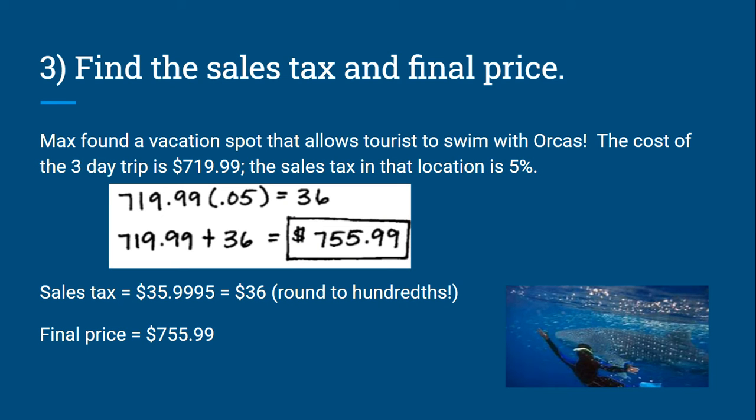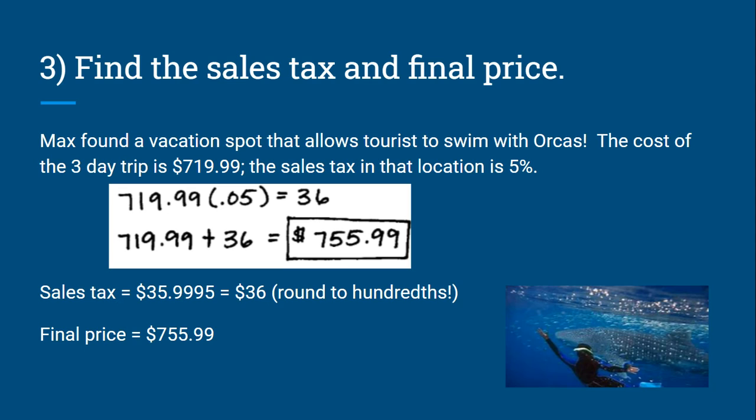All right, first example for this scenario, find the sales tax and the final price. So what we're going to do, we're going to look at Max, and Max is crazy about orcas. So he found a vacation spot, and it allows tourists to swim with that sea animal. Now the cost of the trip is $719.99, and the sales tax in that location is 5%.